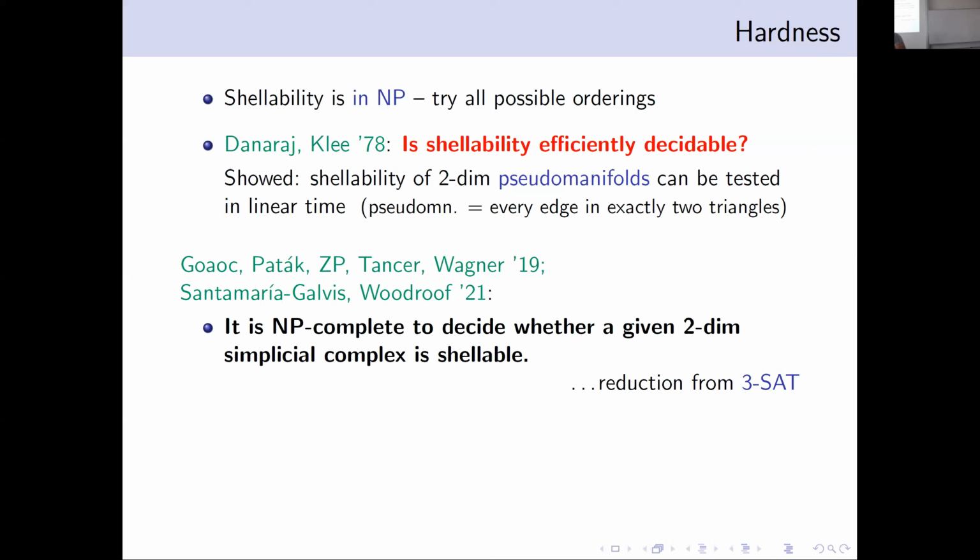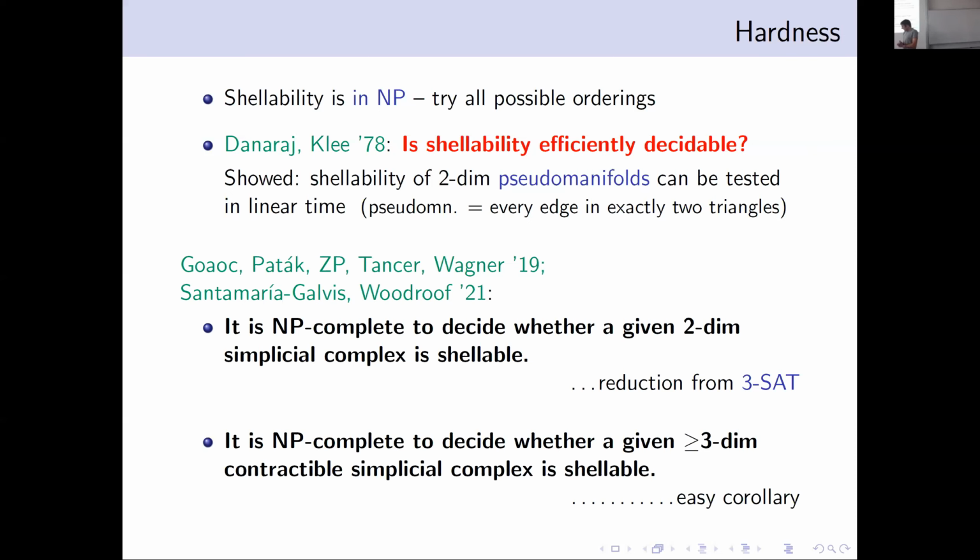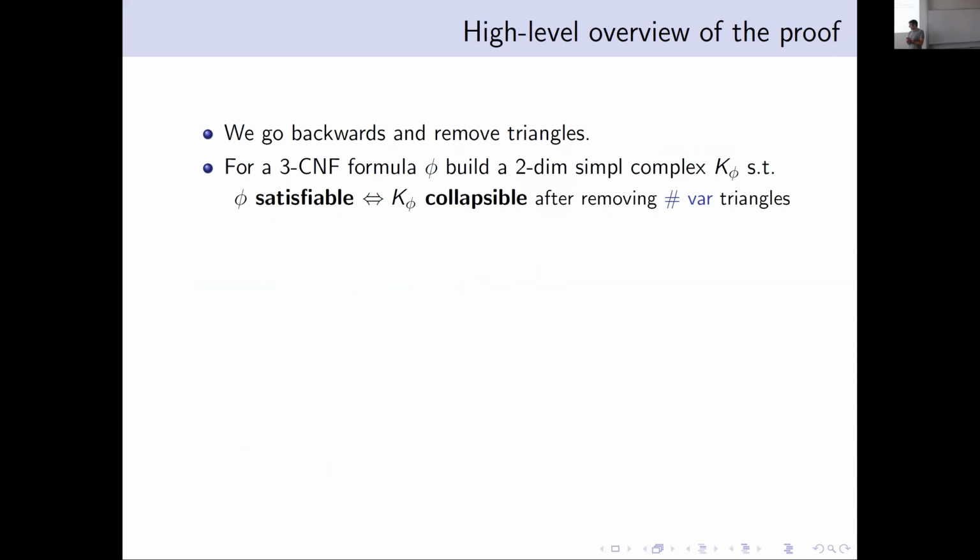And actually, it's even NP complete to decide whether a given three-dimensional contractible simplicial complex is shellable. Here, contractible means that you can continuously shrink it to a point. The reason is that if you have your simplicial complex, you can just do a cone over it, and it doesn't change whether it's shellable or not. But it's obviously contractible to that point. So it's a really easy corollary.